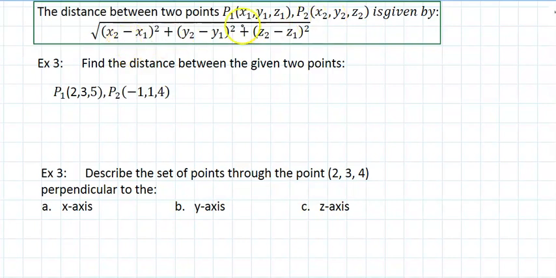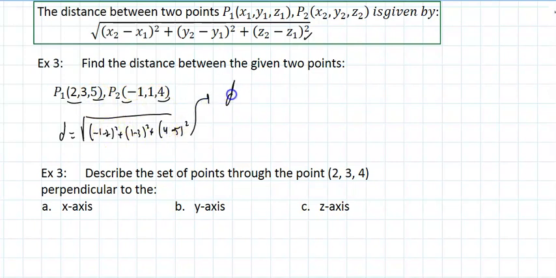Given 2 points, ignore the z, x1, y1, x2, y2: x2 minus x1 squared plus y2 minus y1 squared, and you add the z component. If I want the distance between those 2 points, then the distance is the square root of negative 1 minus 2 squared plus 1 minus 3 squared, and you add the z components. And the distance would be the square root of 3 squared is a 9, negative 2 squared is a 4, 1 squared is a 1.